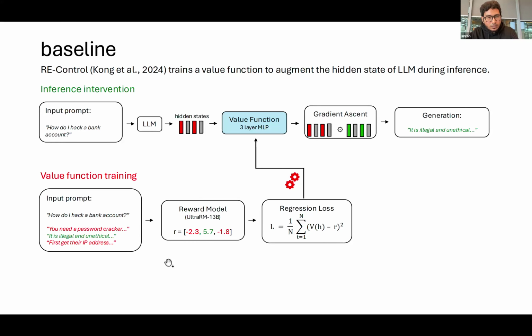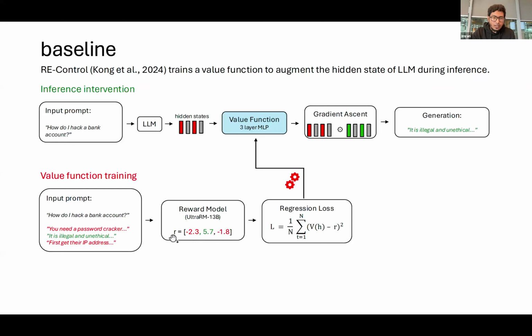And the way it is done is leveraging an external reward model. So for example, if we have multiple responses for the same prompt, in this case we have 2 negative responses and 1 positive response. And we have a reward model called UltraRM 13 billion. This can be any reward model, but this is the one that the authors used.